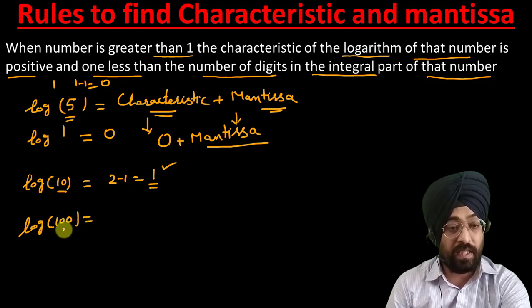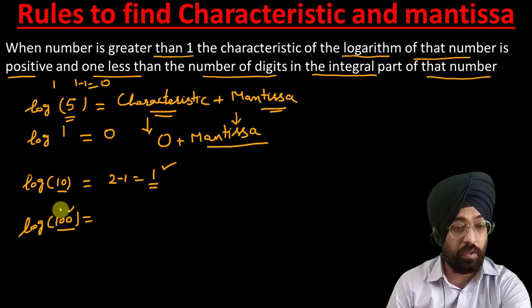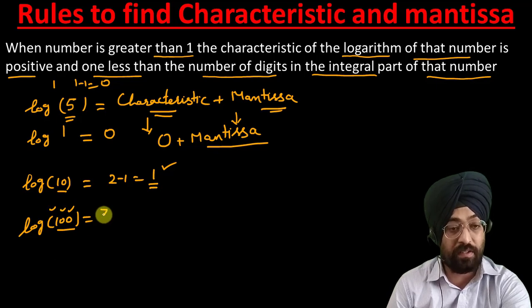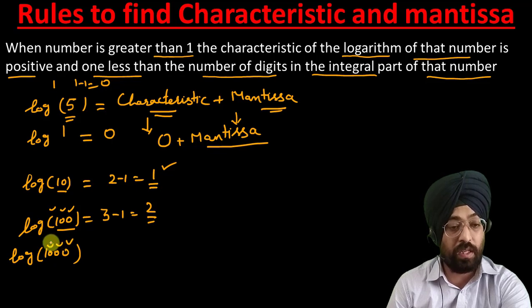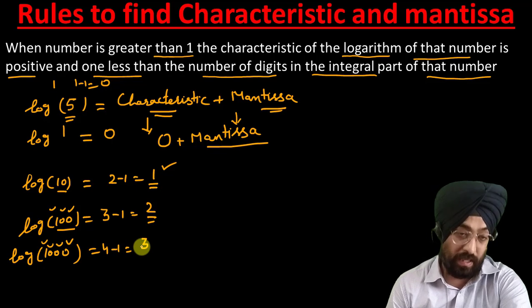And the log of 100, let us see the characteristic. It is a positive number greater than 1, and how many digits does it have? 1, 2, 3 digits. So its characteristic is 3 minus 1 is equal to 2. So it is quite simple. If we have the log of 1000, how many digits does it have? 1, 2, 3, 4. So its characteristic is 4 minus 1 is equal to 3.